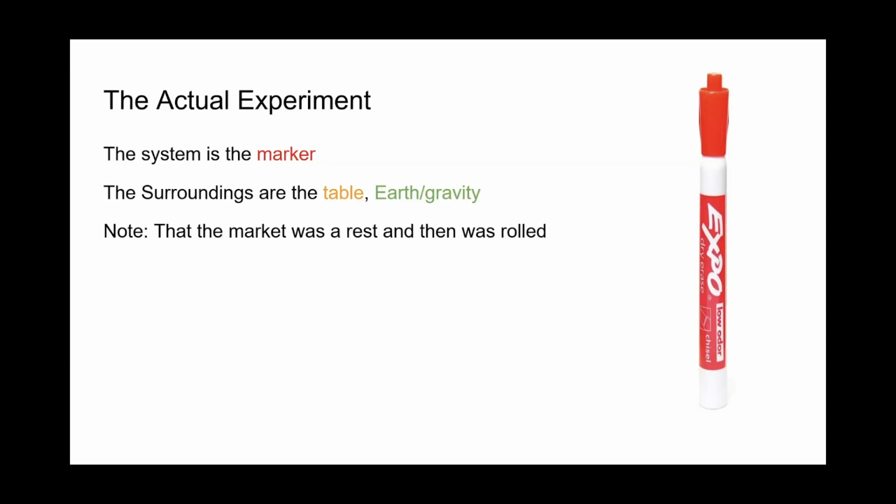In the actual experiment, the system being observed was the marker. The surroundings were the table, the Earth, and gravity, and then the initial roll of the marker was also involved. That's what it says here in the note: the marker was initially at rest and then it was rolled across the table.